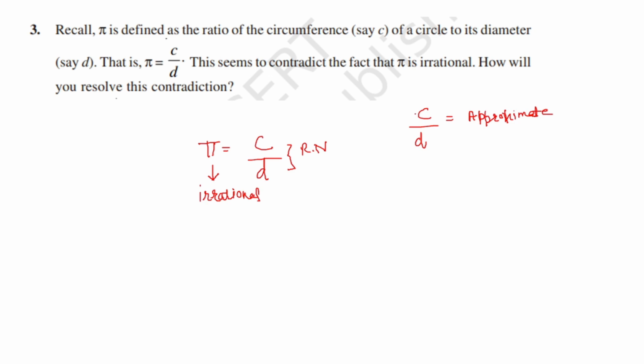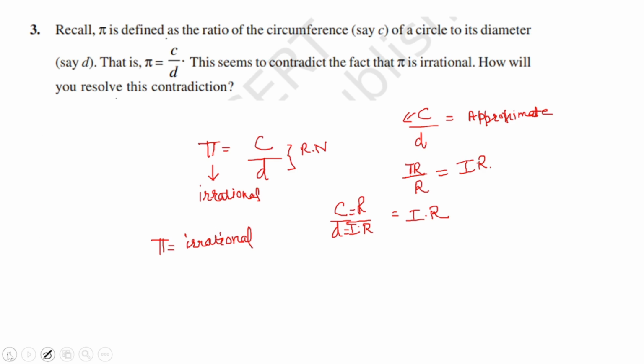So if the circumference is an irrational number and the diameter is rational, then if we divide irrational by rational, what do we get? An irrational number. Or if the circumference is rational and the diameter is irrational, and we divide rational by irrational, again we get an irrational number. That's why pi is an irrational number, because the ratio is never a rational number. The circumference is not an exact value, and the diameter is also not an exact value of a circle.